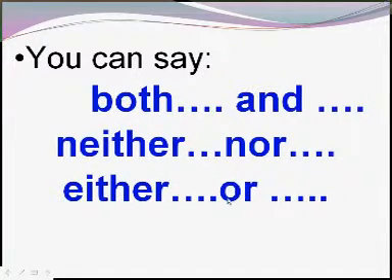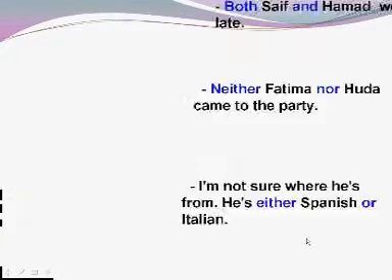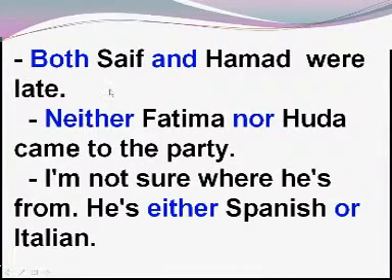Either or. So it's very important because sometimes you have one of these in the question and you have to guess the other one. Again, both and. Neither nor. Either or. For example, both Saif and Hamad were late. Neither Fatma nor Huda came to the party. Both and. Neither nor.